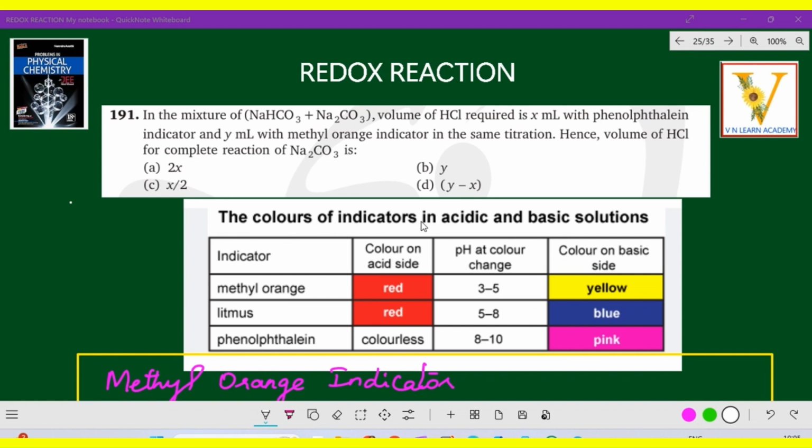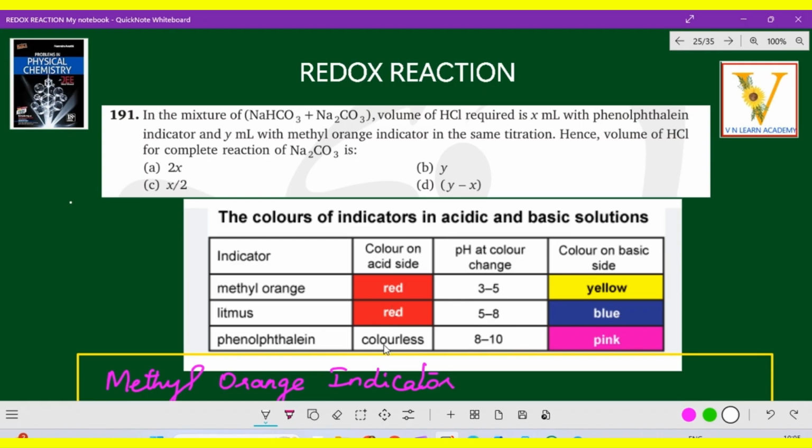Here are the colors of indicators in acidic and basic solution. So indicators, colors on the acid side, colors on the basic side, and the pH at the color change. Methyl orange is red, and its pH range is 3 to 5, so it is used for strong acid, and it is converted to basic, that is yellow. In the same way, litmus solution is red in acidic solution, with the range 5 to 8, and turns blue.